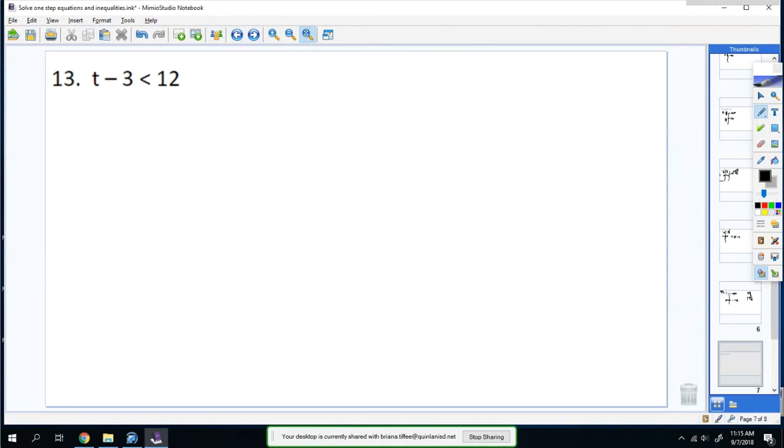All right, let's try another one. We're going to look at the left side. We're going to look at the 3. The 3 is being subtracted, so you're going to add 3 to both sides. So T is less than 15.